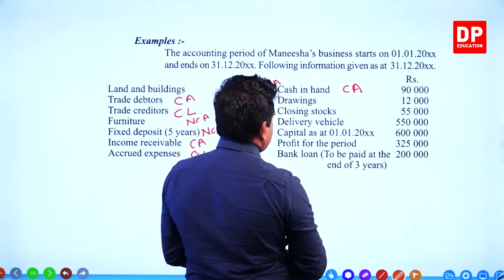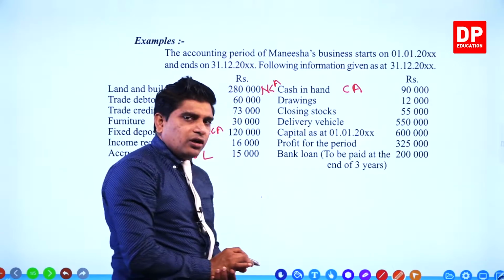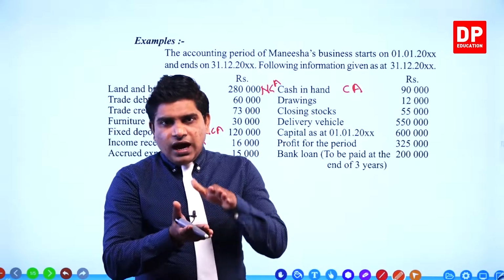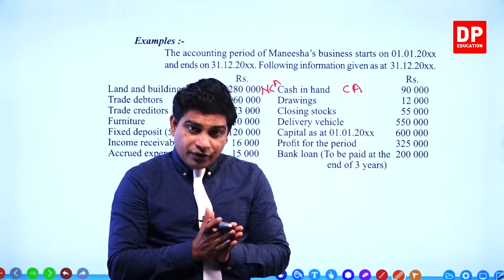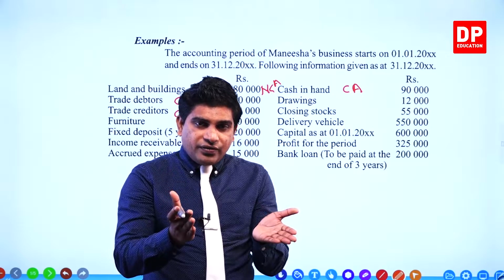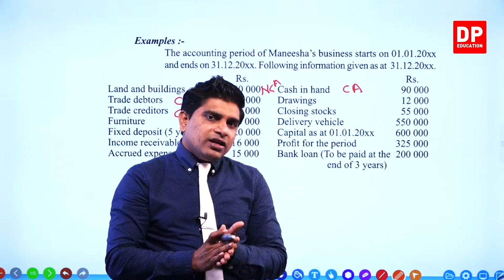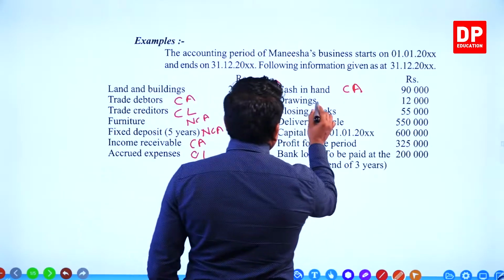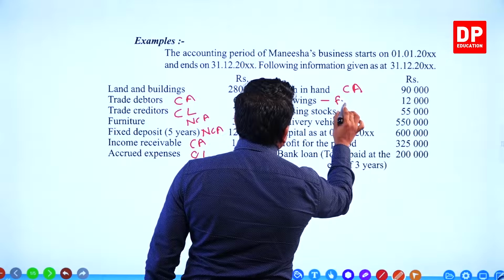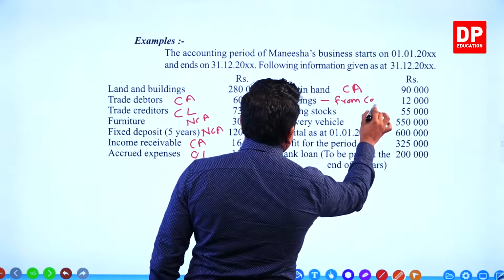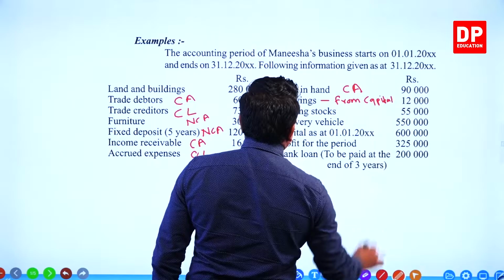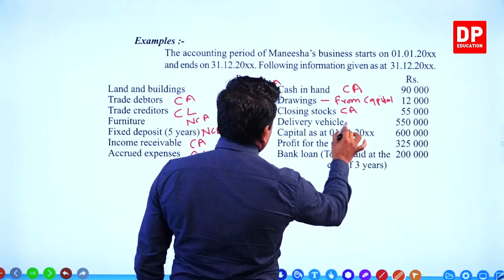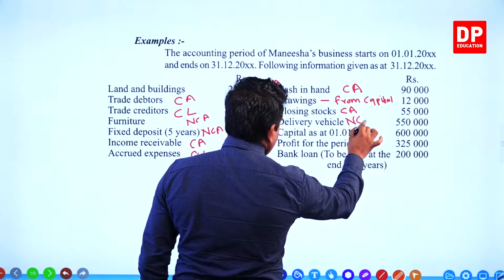Drawings: when we do the statement of financial position, under the capital we add net profit. As a result of net profit, capital increases, but due to the drawings, your capital decreases. So you mark this as minus from capital. Then closing stock, current assets. Delivery vehicle, non-current assets.